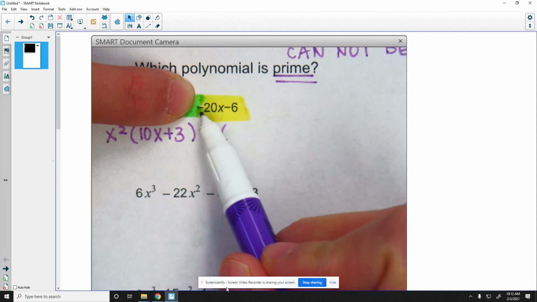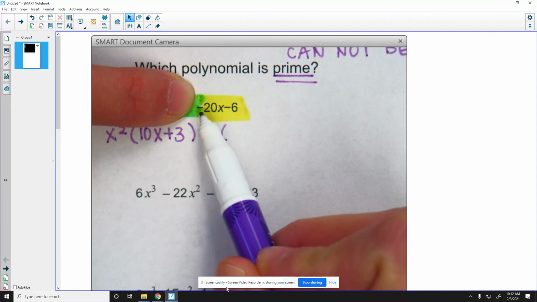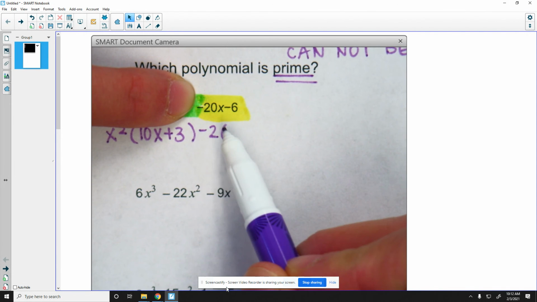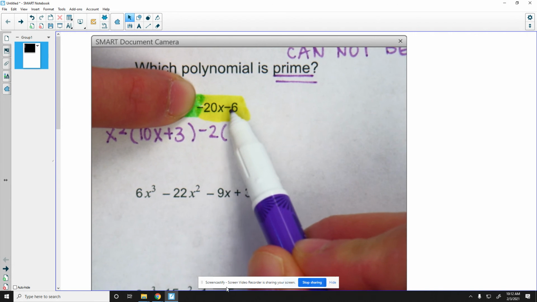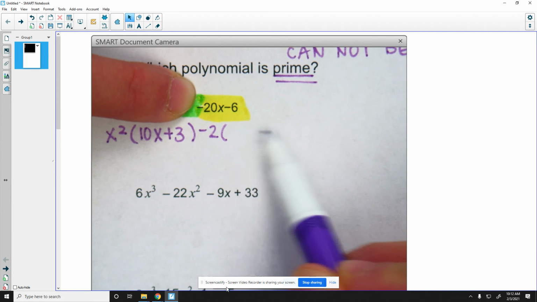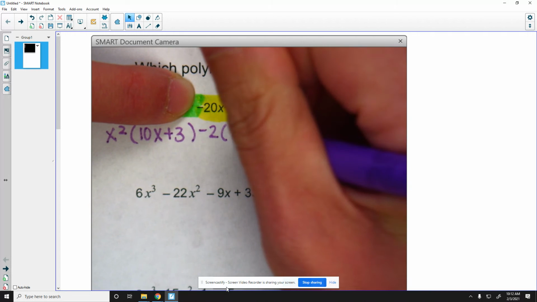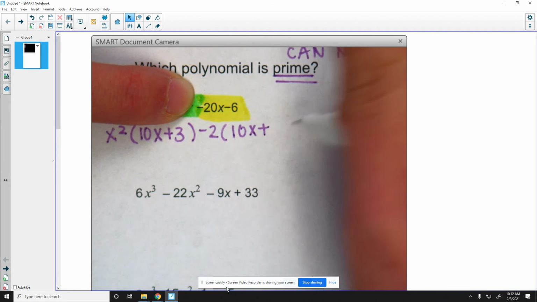Right. So basically, remember how I said the rule was whenever your second group starts with a negative, you have to factor out that negative. So let's take out a negative 2, which means that this minus in between turns into a plus. So what do I have left over? 10x plus 6. 10x plus 3.